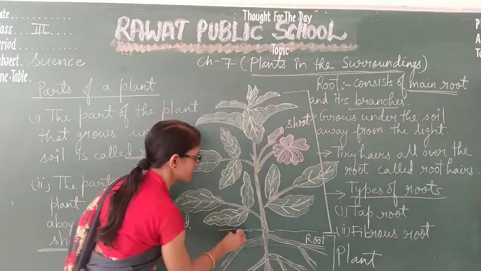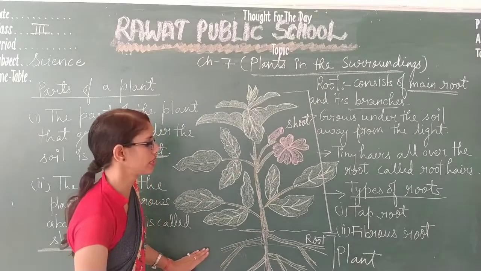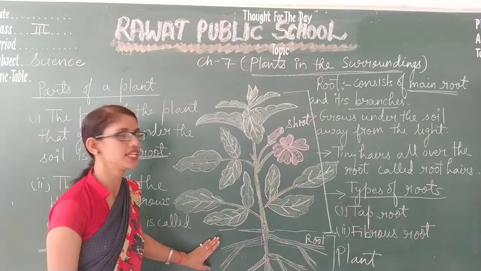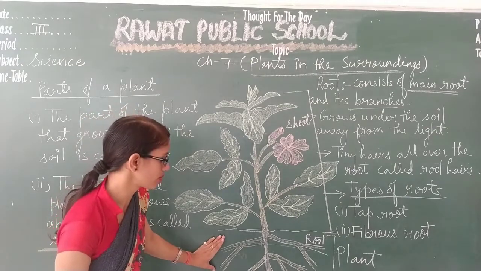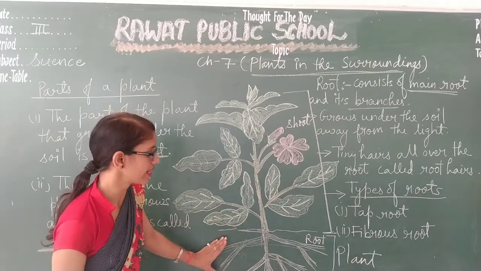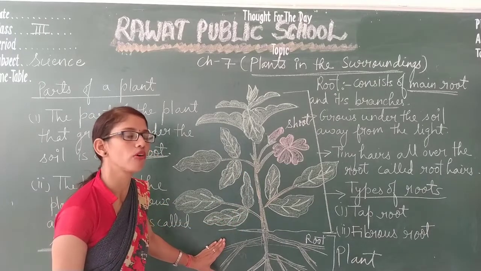जो root है plants की वो under the soil grow करती है, and we know that the sunlight will not be able to reach under the soil. So this is the part of the plant where the sunlight does not reach. So वो light से away grow करती है root of the plant.